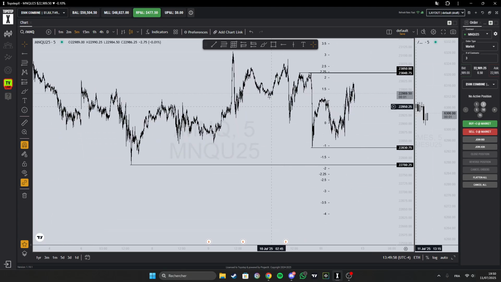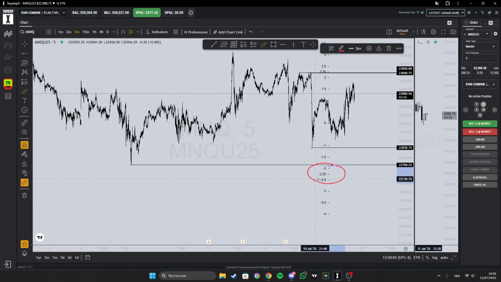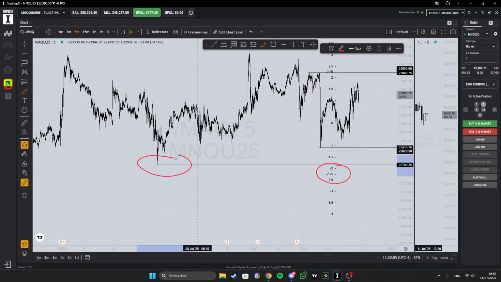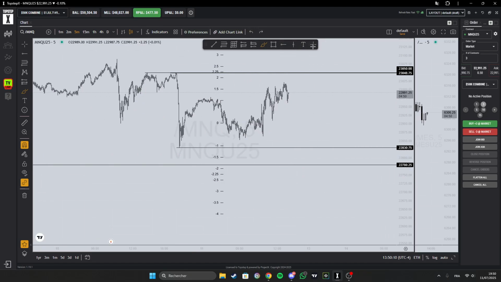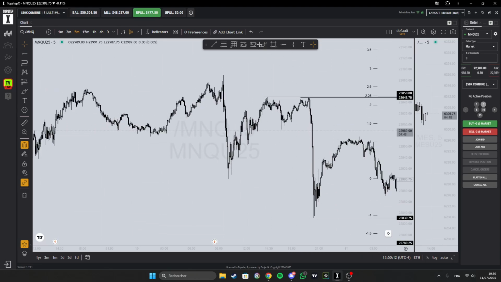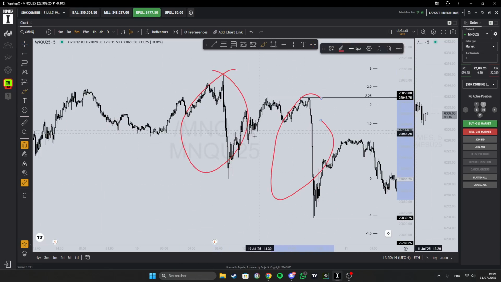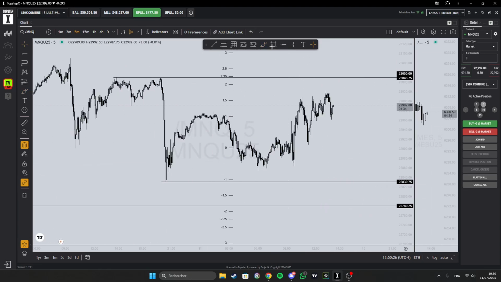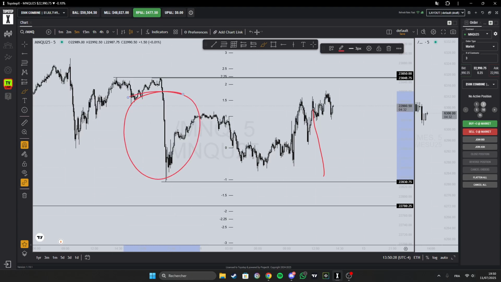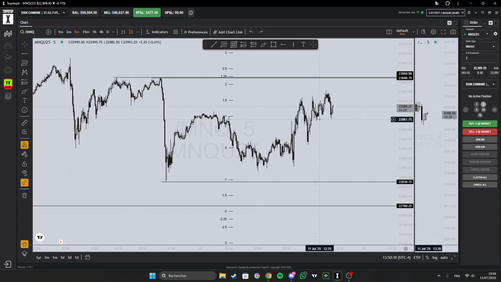You can see that the levels here, which are my levels of interest, were aligned with this draw on liquidity, and we were pretty bearish because you can see the market doing a big leg to the downside, then going back up, big leg to the downside, going back up. So I was like, okay, we're gonna go down again to form a leg like this. So today I was bearish.